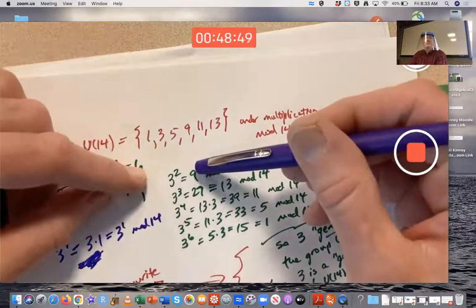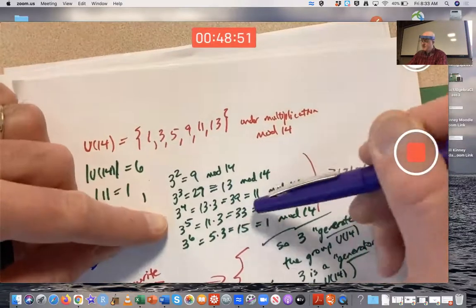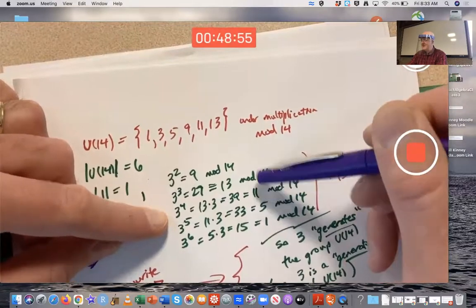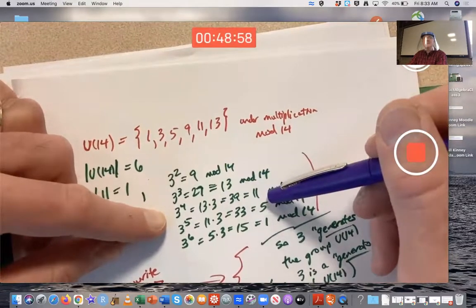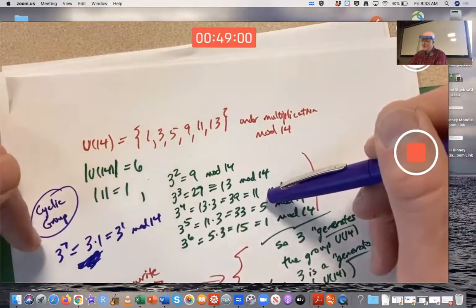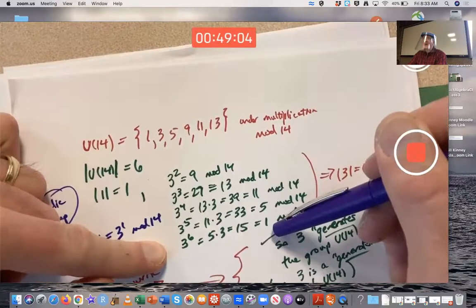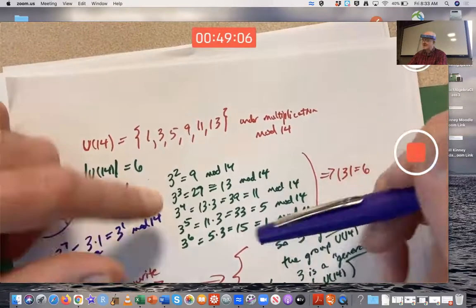9 squared is going to be the same as 3 to the 4th, which is going to be 11. 9 cubed is going to be the same as 3 to the 6th, which is back to 1. So 9 has order 3 in this group.